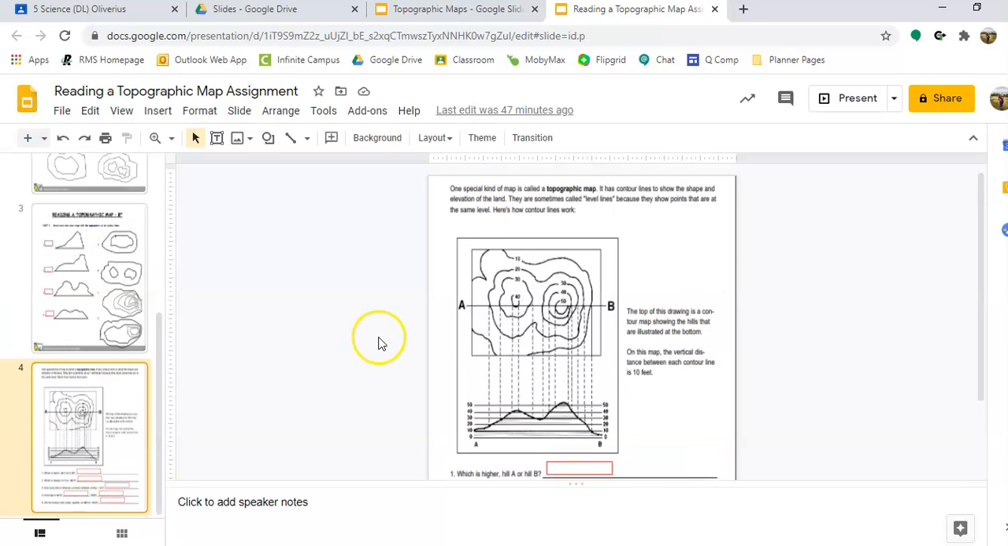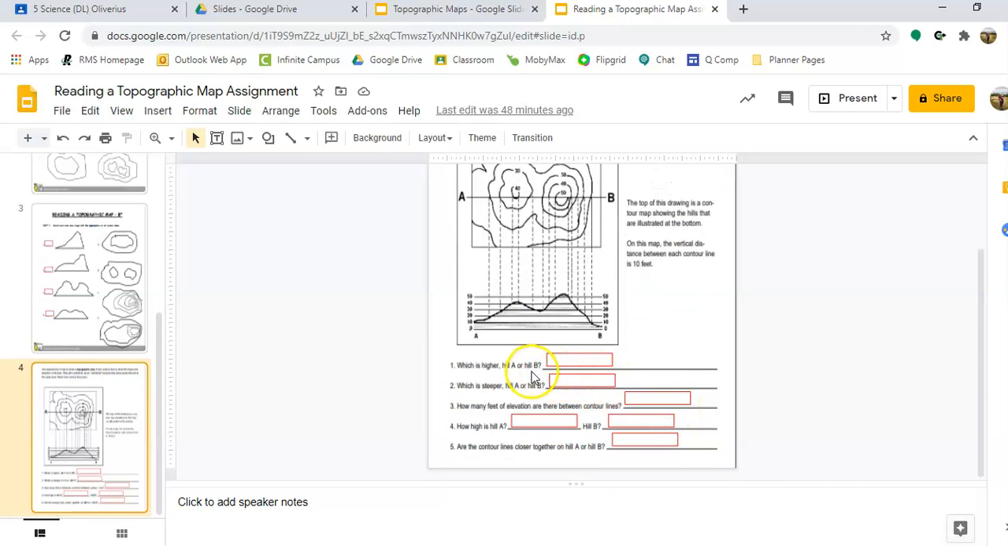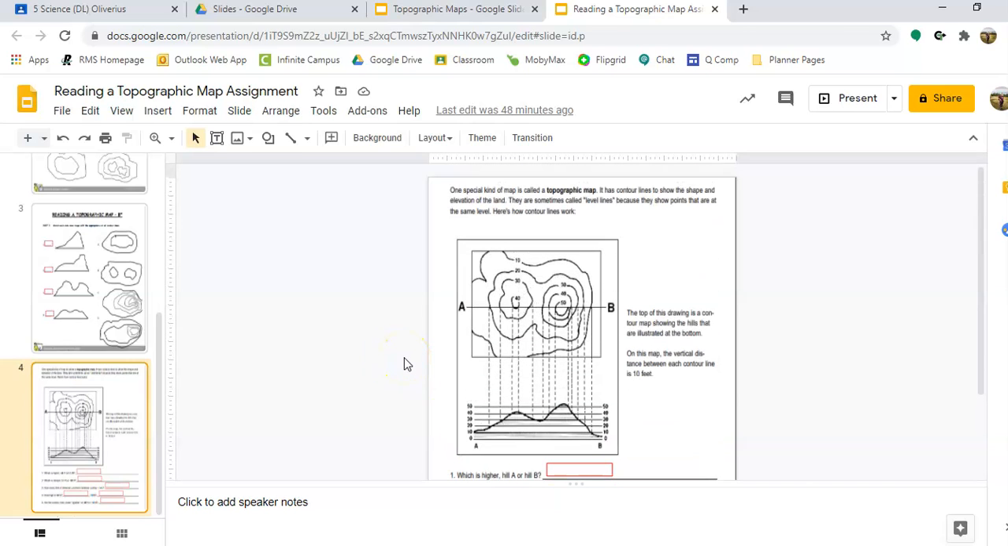And then lastly, here's a map with our contour intervals on here, and then the profile of that map as well. It wants you to answer some questions that are just A or B. You know, how many feet of elevation are between the contour lines? So what's your contour interval? So some pretty basic questions. Anytime you see a red box, please make sure you fill that out.